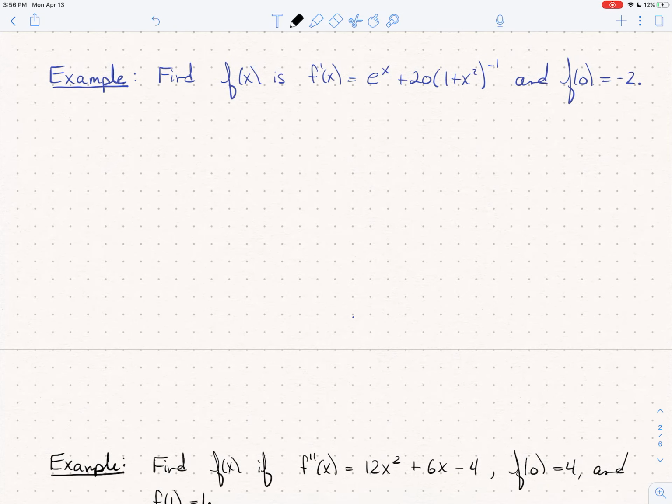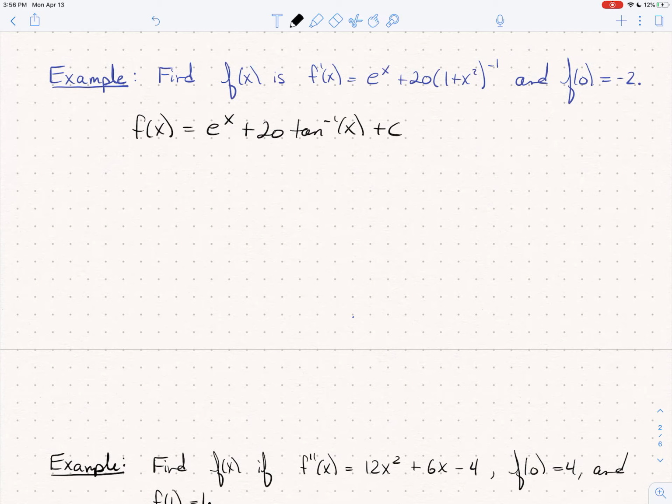What you do is you start by trying to write down the general antiderivative. So f of x is going to be, well, we already saw the antiderivative of e to the x is e to the x. The antiderivative of 20 times (1 plus x squared) to the minus 1, let's just realize that (1 plus x squared) to the minus 1 is just 1 over 1 plus x squared, and its antiderivative is arctangent. So I get e to the x plus 20 arctangent of x plus c. Pause the video if you're having any trouble with that and make sure that you get the details worked out. This is the general antiderivative.